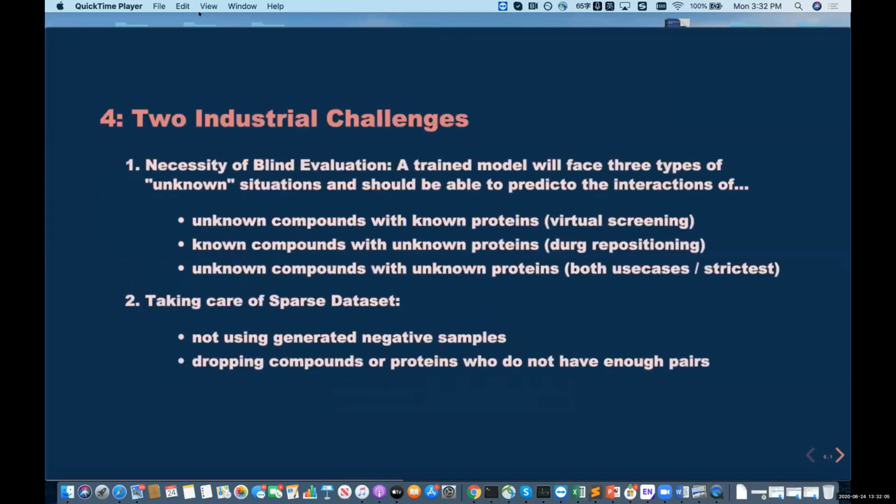We will discuss our approaches to two problems associated with the use of DTI models in industry. Firstly, because DTI is paired data, 4 measures of accuracy result from any splitting of test and train datasets. This is analogous to cold start problems in recommender systems. The model can predict the interactions of known compounds with known proteins, unknown compounds with known proteins, known compounds with unknown proteins or unknown compounds with unknown proteins.